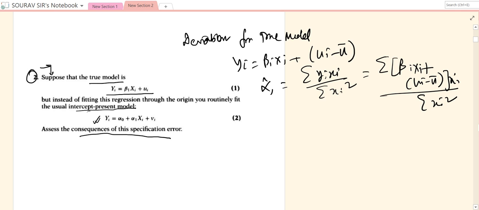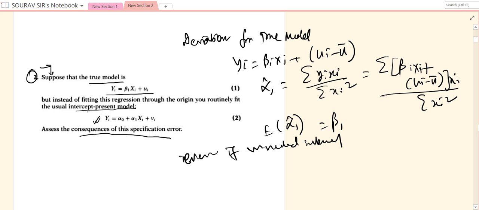Therefore, the expectation of alpha1 hat equals beta1, making use of the various properties of ui and xi. So even if we introduce the unneeded intercept in the second model, the slope coefficient remains unbiased.